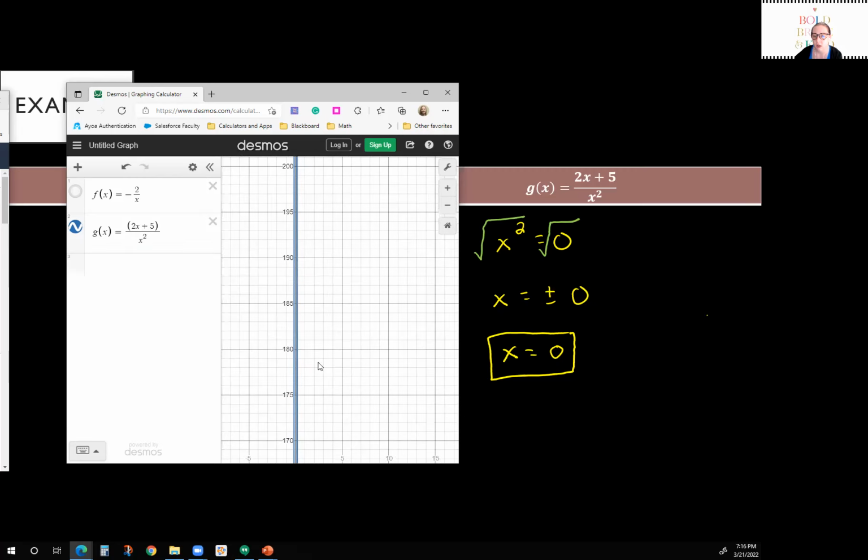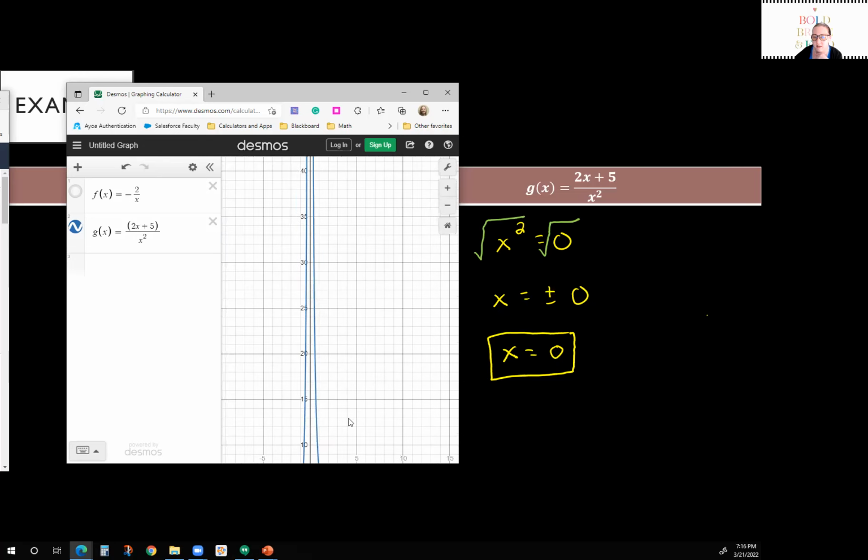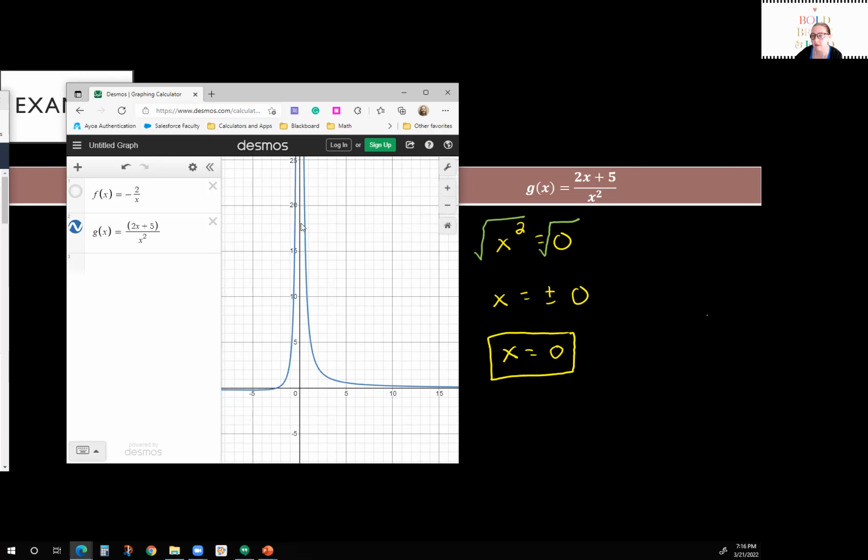I can move my graph back to the center. It doesn't necessarily look like it's heading there at first, but as you get closer, you kind of zoom up to where it seems to be narrowing. That's our vertical asymptote at x equals 0. So are there any questions so far?